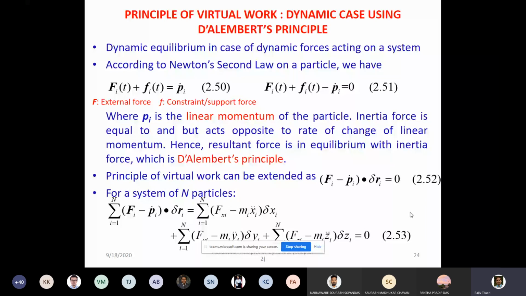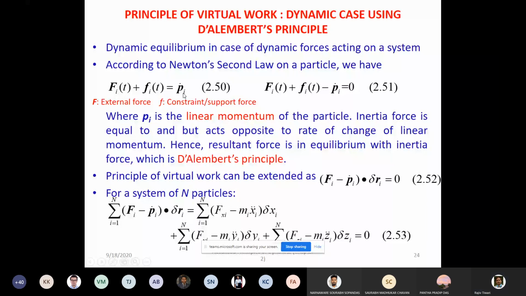So the virtual work principle I described for the static case. Now we'll extend that for the dynamic case, because in this particular study, we need to do the dynamic analysis. So we know that using Newton's second law, we can relate the forces acting on the system, either external force or internal force, to the rate of change in the linear momentum, the time rate of change of linear momentum.